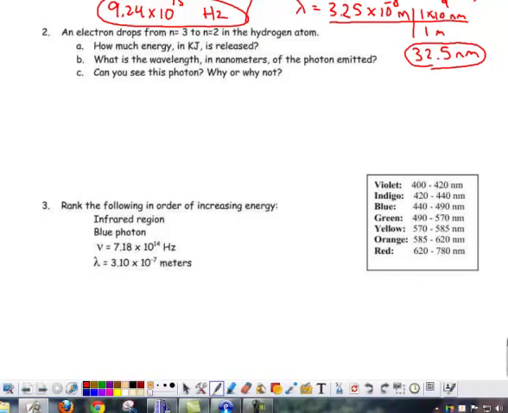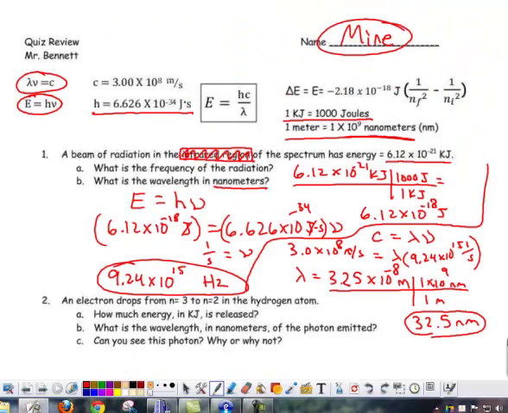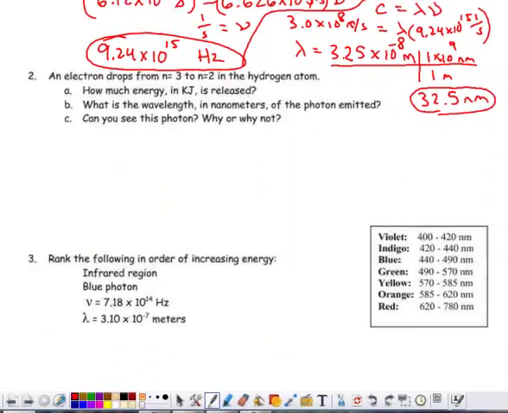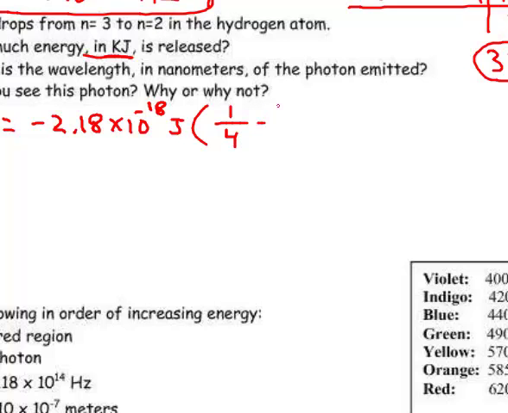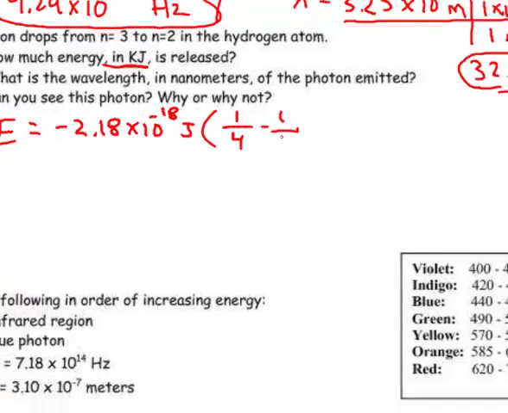Okay, so when an electron drops from n equals 3 to n equals 2, when an electron is changing energy levels, we have this Rydberg constant, 1 over n final squared minus 1 over n initial squared. So where it ends up, the energy level that it ends up at, is the final. The initial is where it started. All right, so notice I asked you in kilojoules. So pay a little attention to the units: negative 2.18 times 10 to the minus 18 joules times 1 over the final, which is 2, squared, so 4, minus 1 over the initial, 3 squared, 9.